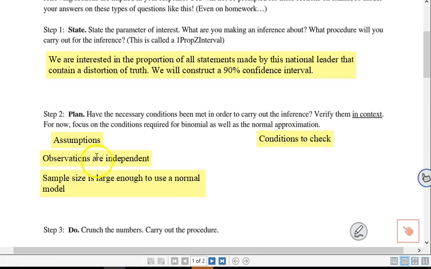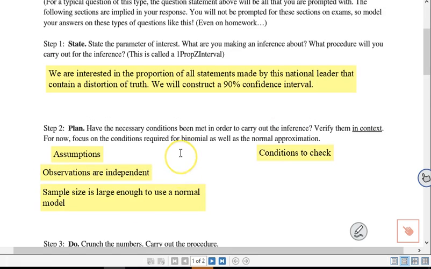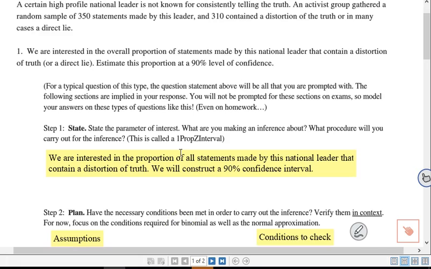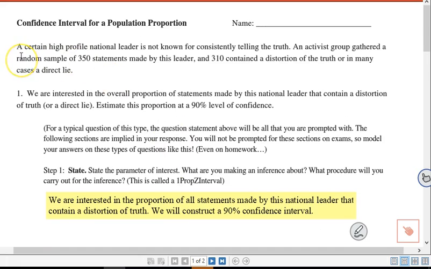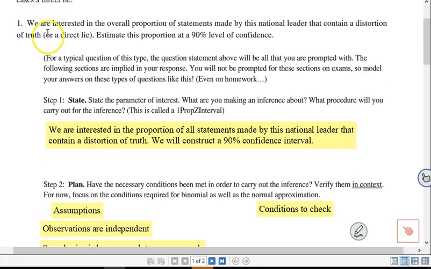So are the observations independent in this context? We want to look for, was it a simple random sample, or was it at least a random sample? And is it small compared to the population? It was stated that it was a random sample, and we have to assume that there are a lot of statements made by this leader, so that 350 statements represents no more than a tenth of the population. So we're going to write those down.